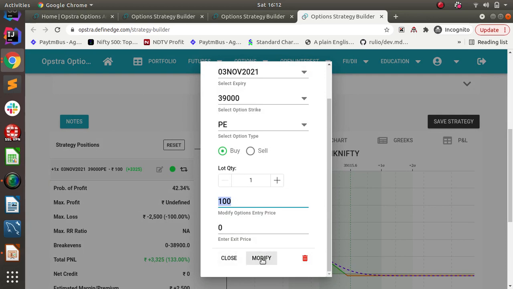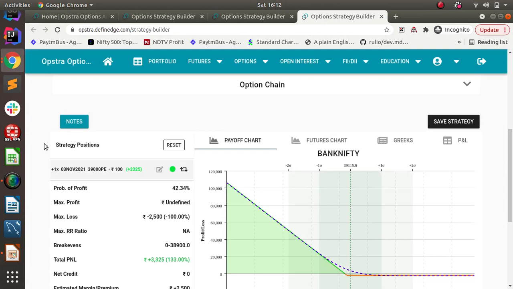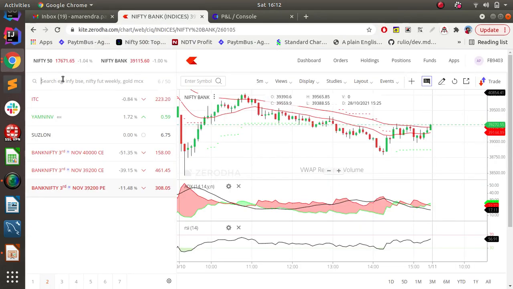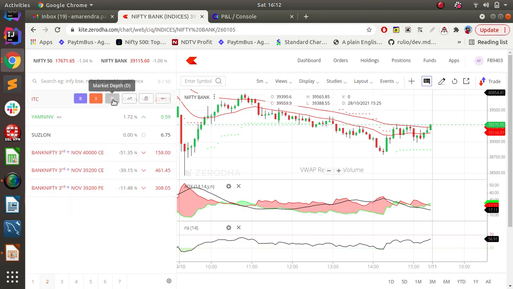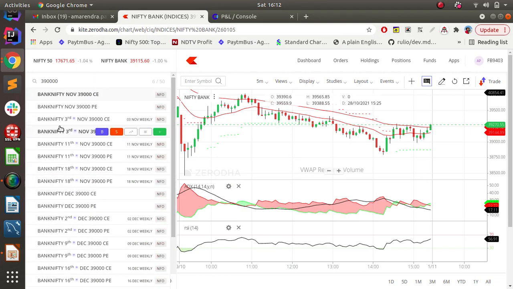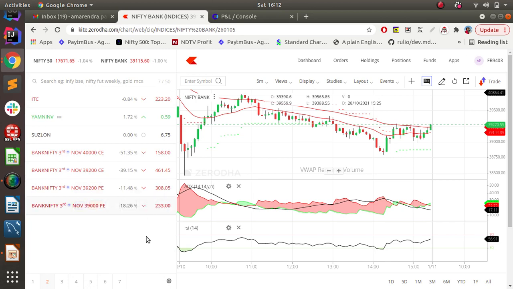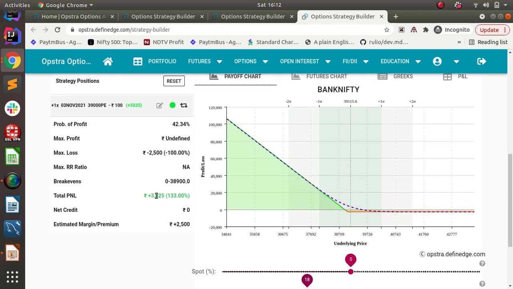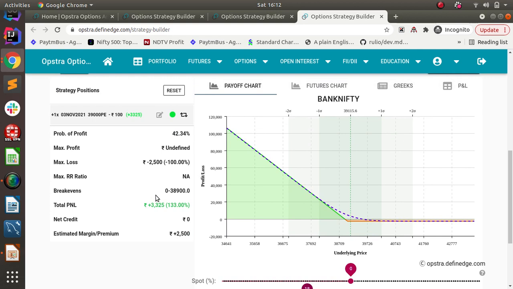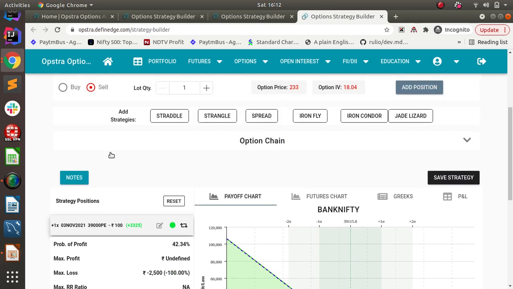Let us see what is the current price of the 39,000 PE. The current price of the 39,000 PE is 233. You bought it when it was at 100 rupees, so currently you are in 3,325 profit. Now you want to book the profit, but instead of booking the profit, if you do a hedge, let us see what benefit we get when you hedge while in profit. So let us hedge.